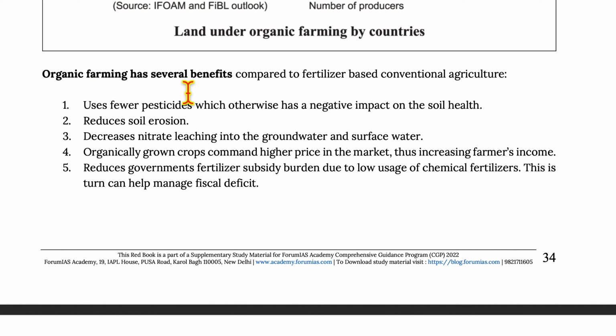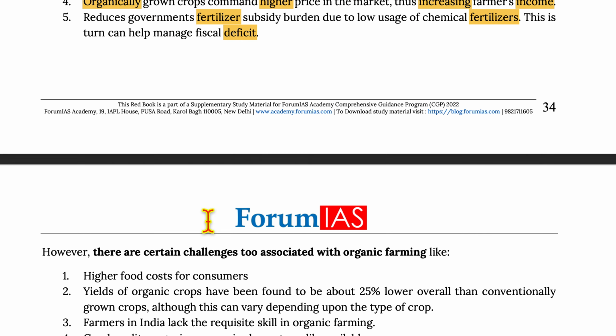Now, organic farming has several benefits compared to fertilizer based conventional agriculture. It uses fewer pesticides, which otherwise have a negative impact on soil health. It reduces soil erosion. It decreases nitrate leaching into groundwater and surface water. Organically grown crops command higher prices in the market, thus increasing farmers' income. It reduces the government's fertilizer subsidy burden due to low usage of chemical fertilizers. This in turn can manage the fiscal deficit.